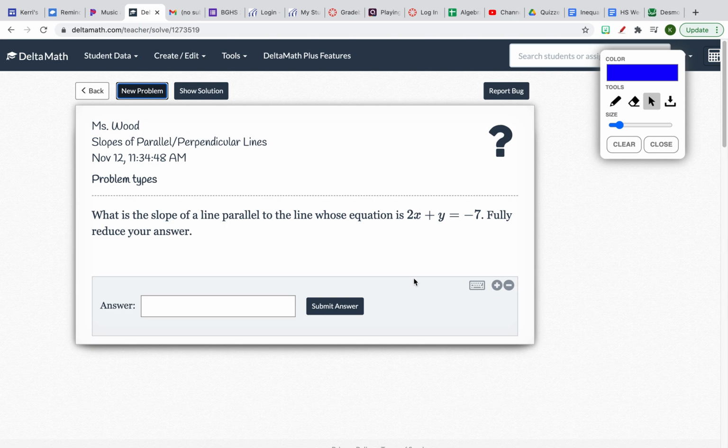So let's see it again. First thing is we put it in slope-intercept form. Minus 2x to both sides. So y equals negative 2x minus 7. The current slope of this line is negative 2. The new slope needs to be parallel, so it also needs to be negative 2.